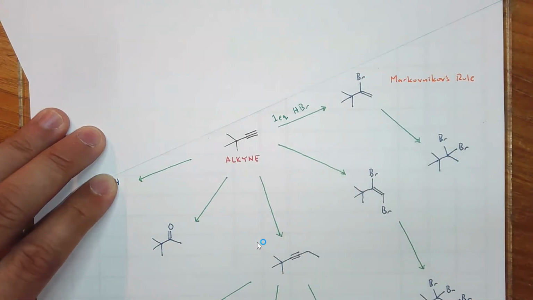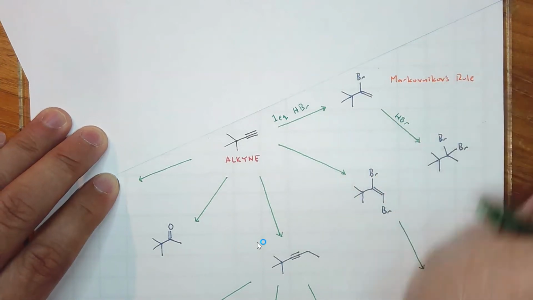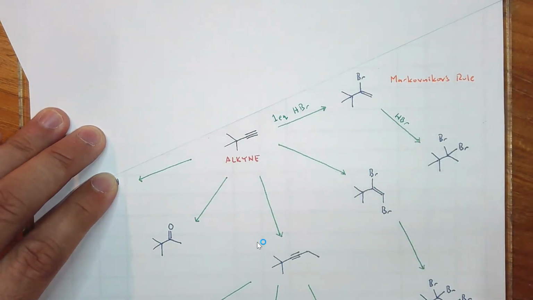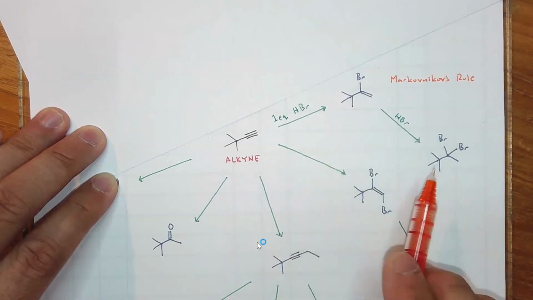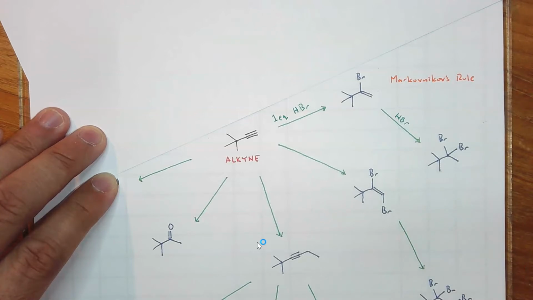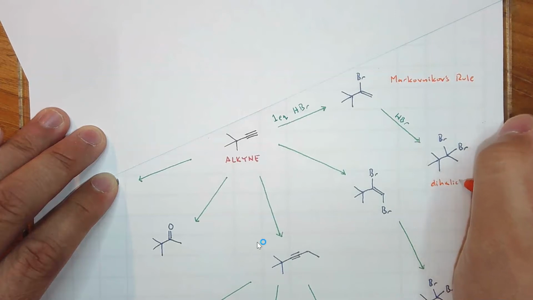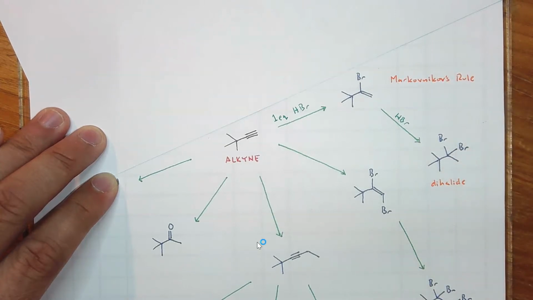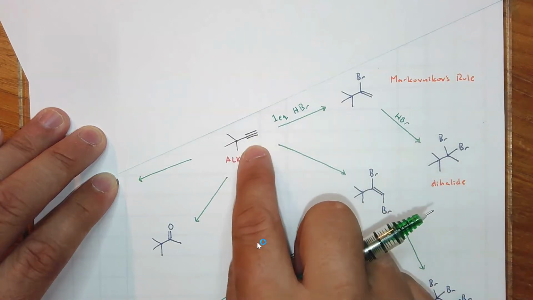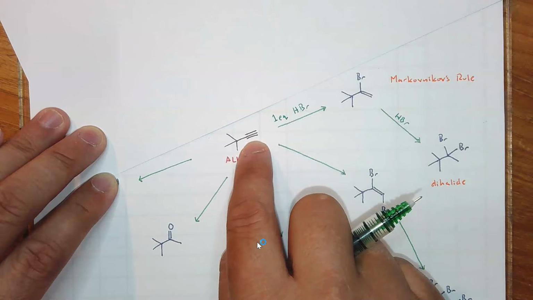Now, if you add another equivalent of HBr, the more stable carbocation will still remain at the secondary carbon across from the halide, and you'll put the second halide on that same carbon right there. So here we made a dihalide, in this case a dibromide. That's an addition reaction. You've seen addition reactions with alkenes. Now we're just using alkynes, but now we could do the addition reaction twice because we have two pi bonds.